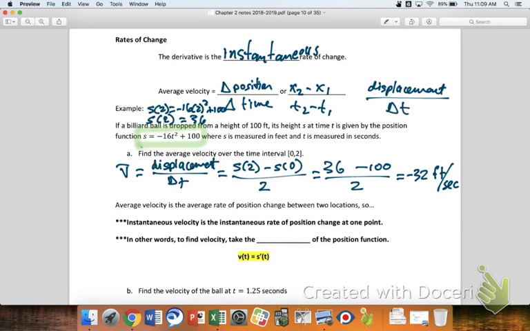Anna, did you have a question? Yeah, I did. If there was a problem like this, obviously most of the time you need the derivative to find it. But if I were to use one of the kinematic equations on a test, would that be bad?